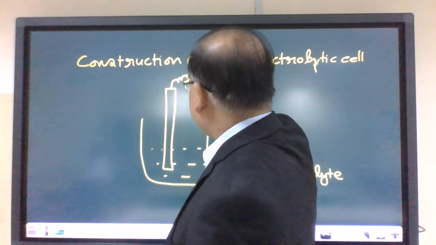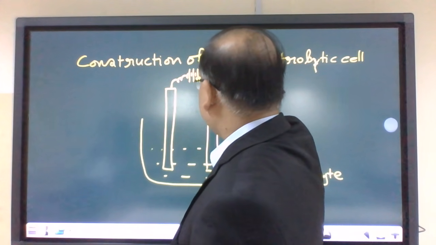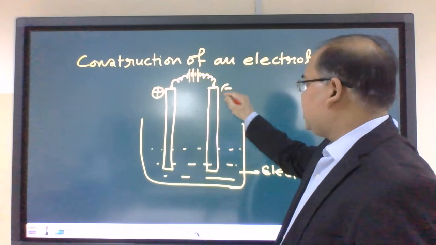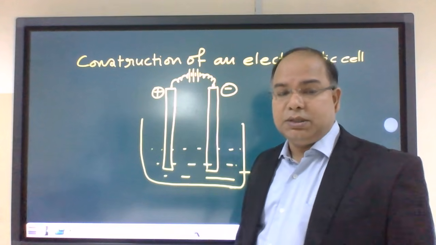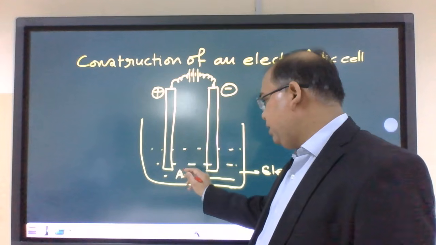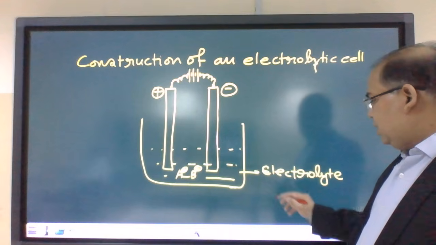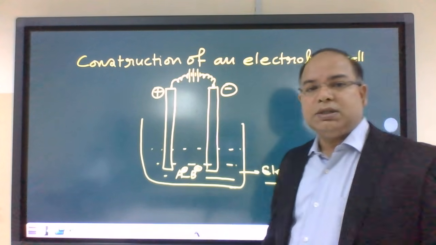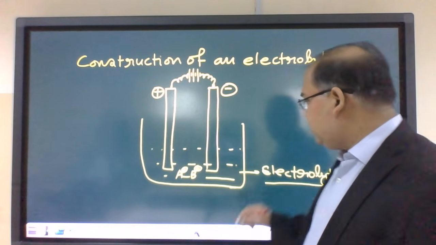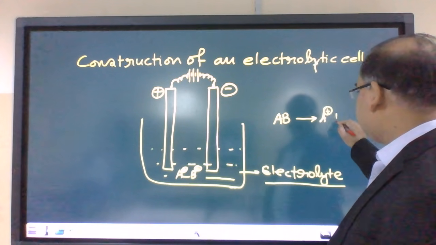And then these electrodes are connected to an electrical device, say a battery. The electrode attached to the positive terminal of the battery acquires a positive charge, and the electrode attached to the negative terminal of the battery acquires a negative charge. In the electrolyte solution, suppose the salt is AB, so it will dissociate into respective ions, A+ and B-. An electrolyte is a substance which allows passage of electricity either in molten state or in aqueous solution. So in molten state or aqueous solution, the salt AB will dissociate to give A+ cation and B- anion.